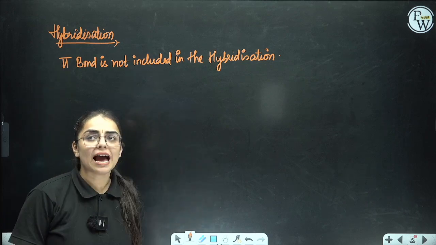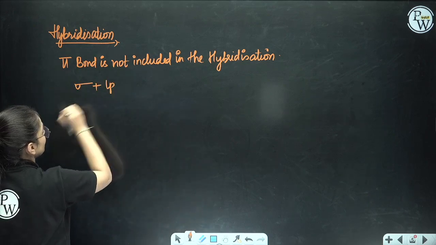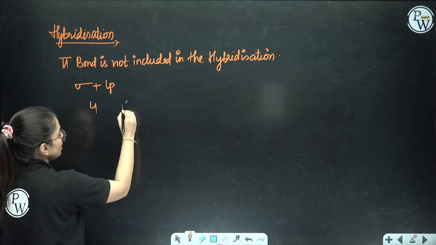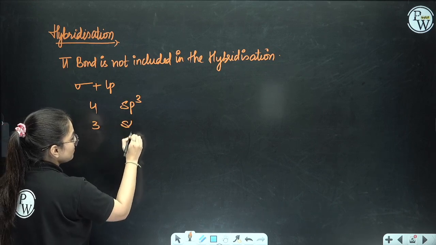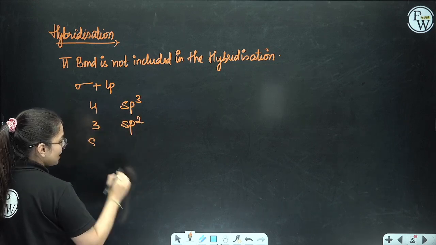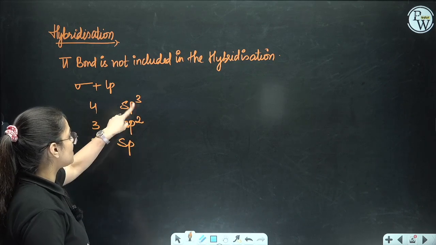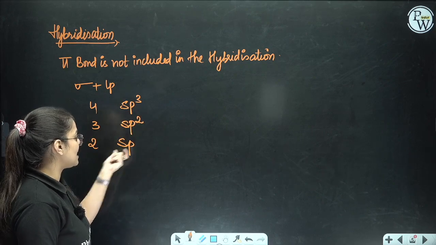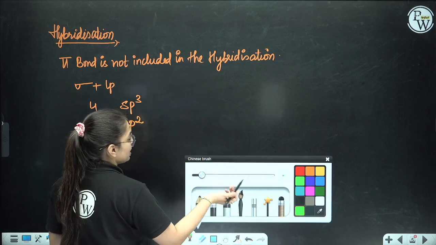Now, how do you have to calculate? You have to see the sum of sigma bonds plus lone pairs of electrons. If the sum of sigma bonds and lone pairs comes out to be 4, hybridization is going to be sp3. If the sum comes out to be 3, hybridization will be sp2. If the sum comes out to be 2, hybridization is going to be sp. See, sp3 means 1s and 3p, that creates 4 sum.